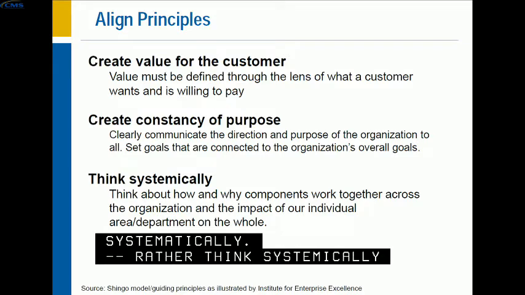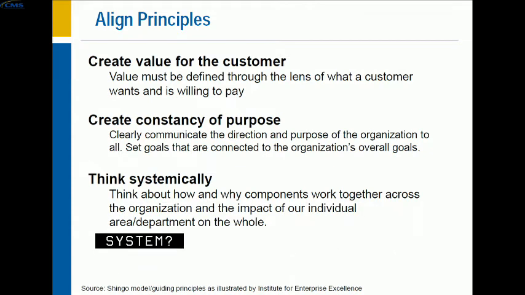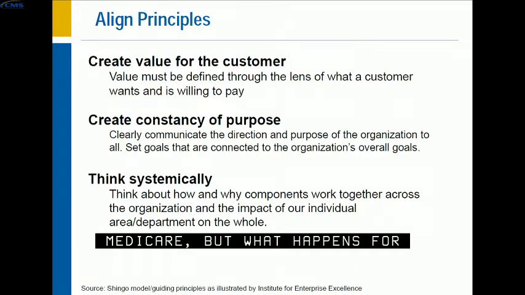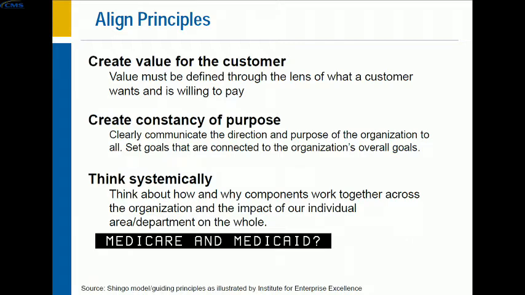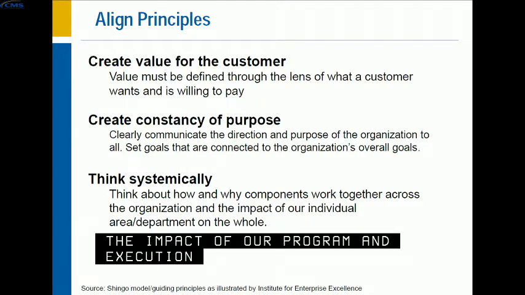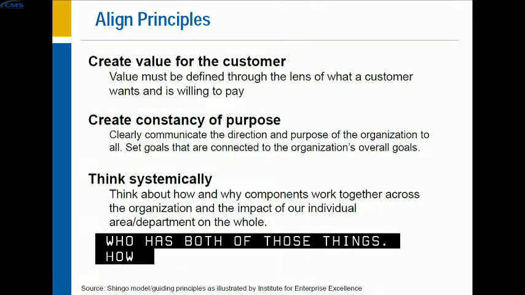So how do we not just think about what happens in Medicare, but how do we think about what happens for a dual eligible patient who has both Medicare and Medicaid, and the impact of our program and our execution of the program to that person that has both of those things? How do we think about issues across the work that we do, not just in my own place where I have expertise?